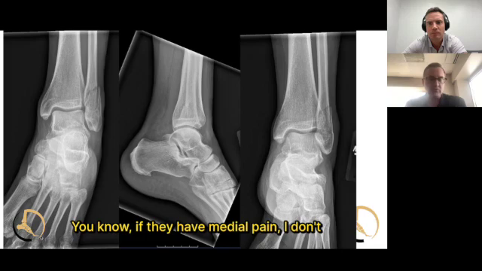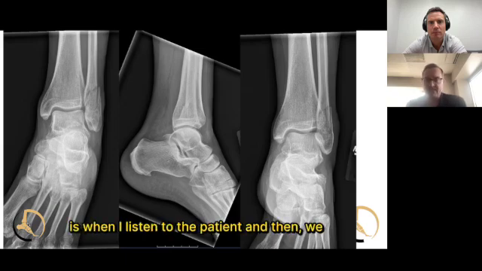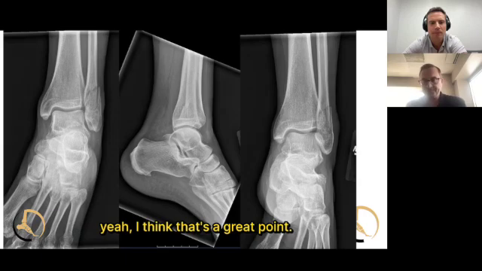If they have medial pain, the studies show that whether they have medial pain doesn't really correlate well with a deltoid injury or not. So this is when I listen to the patient and take it from there. Yeah, I think that's a great point.